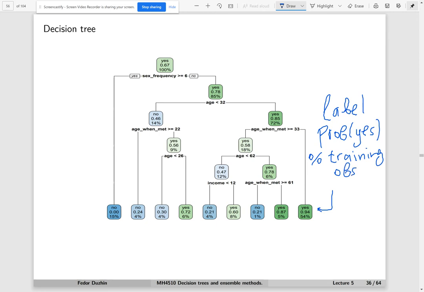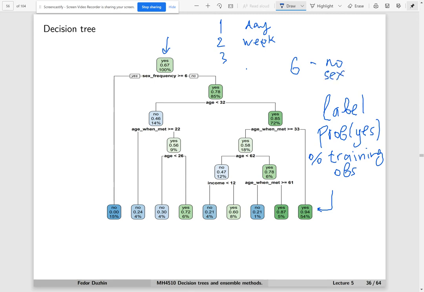Okay, so let me explain a little bit about this decision. The first split is sex frequency, and it may seem strange, but the reason is that sex frequency here is actually something like a categorical variable. It's not a number. So 1 means something like they have sex every day. 2 means a couple of times a week. Then 3 is less frequent, and so on. 6 means they do not have sex.